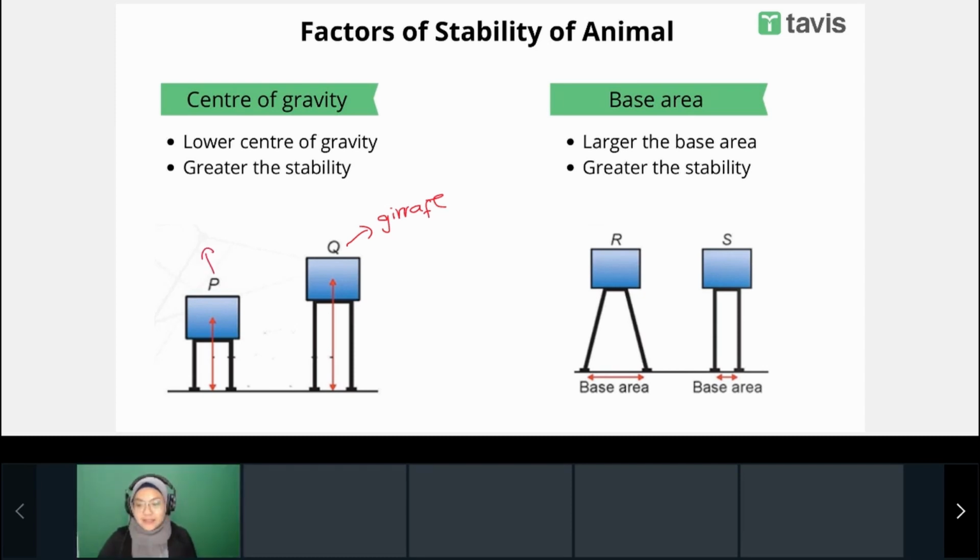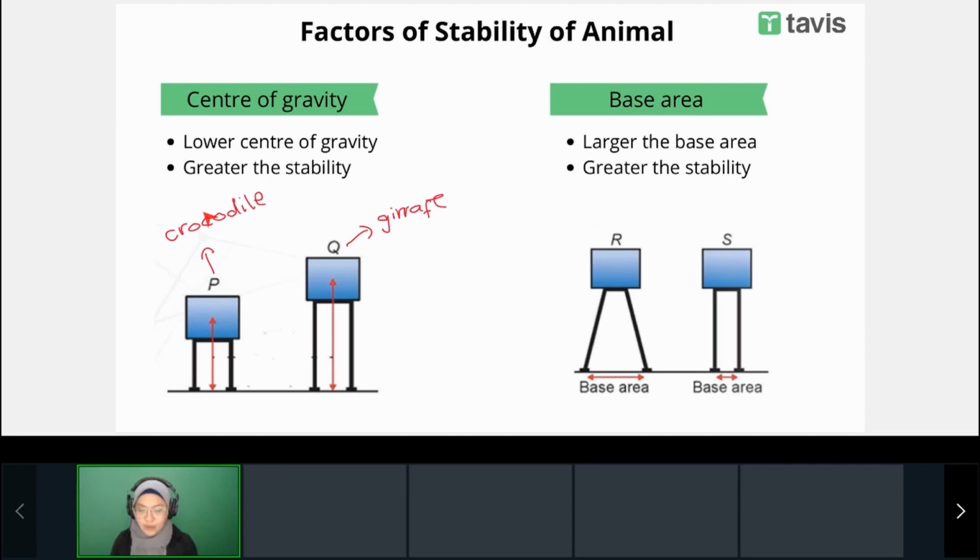Another one is crocodile. Yes, crocodile. I say it's a crocodile because it's shorter, right? Imagine the giraffe and the crocodile. Mouse as well. Yes, any animal that is lower than the giraffe. Now we take an example of a crocodile.